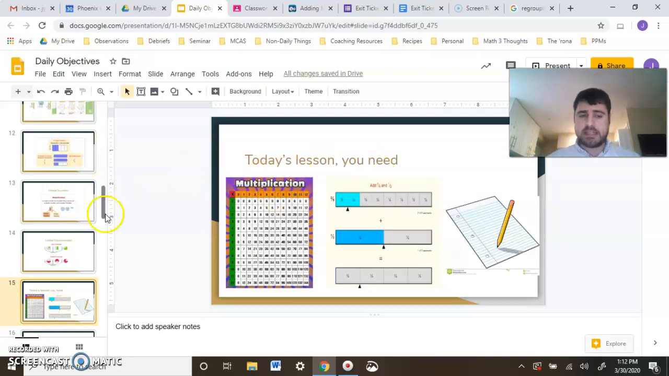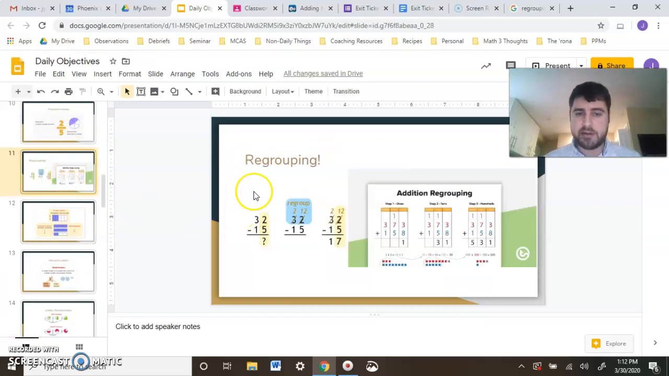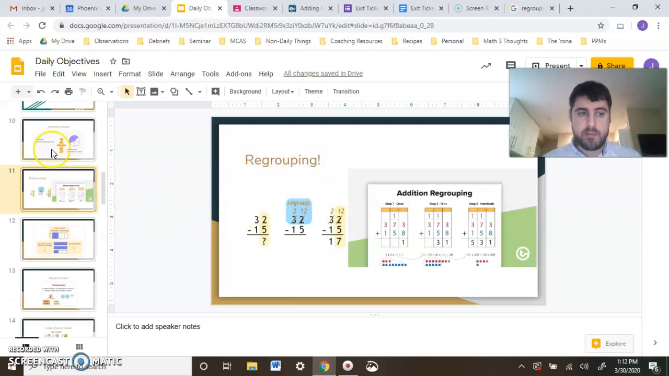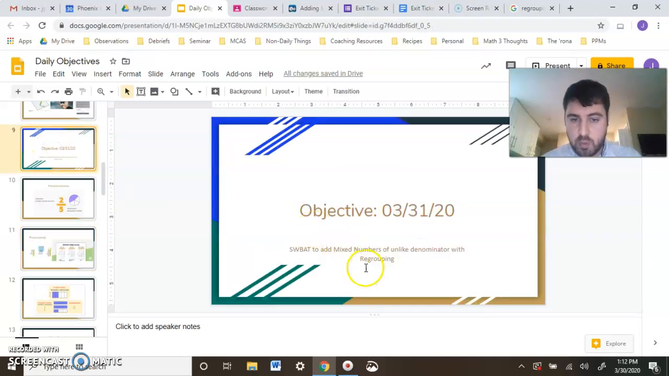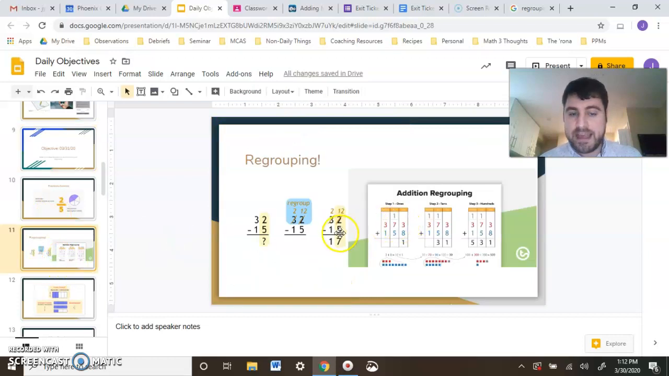Now, we're going to hop into today's lesson, but in just a moment, because first I actually want to talk about regrouping. Remember, our objective says with regrouping. Oh, look at that. I have that capitalized. With regrouping. And regrouping happens in two places. The first is when we subtract. Notice how 5 doesn't go into 2, and you have to cross off the 3 in the tens place and turn it into a 2. That's regrouping. We also do that in addition.